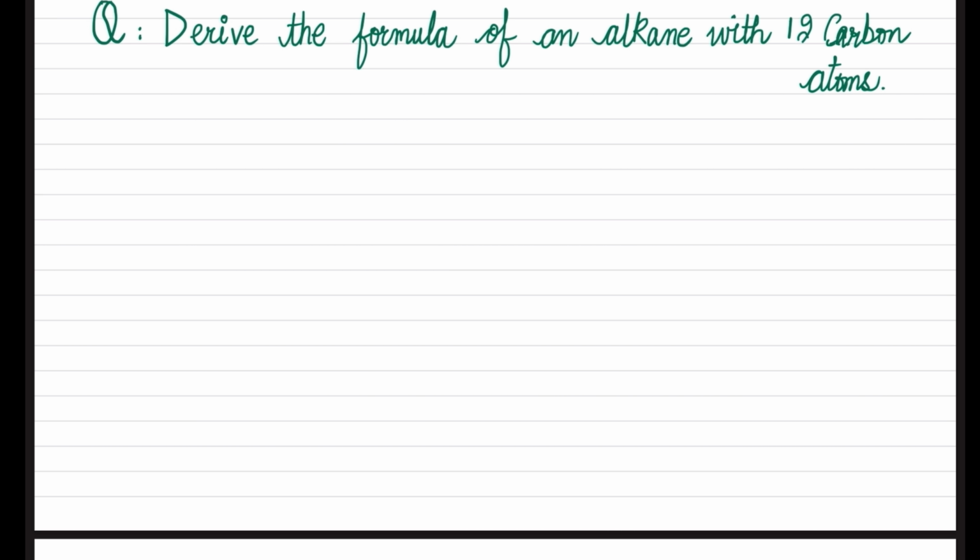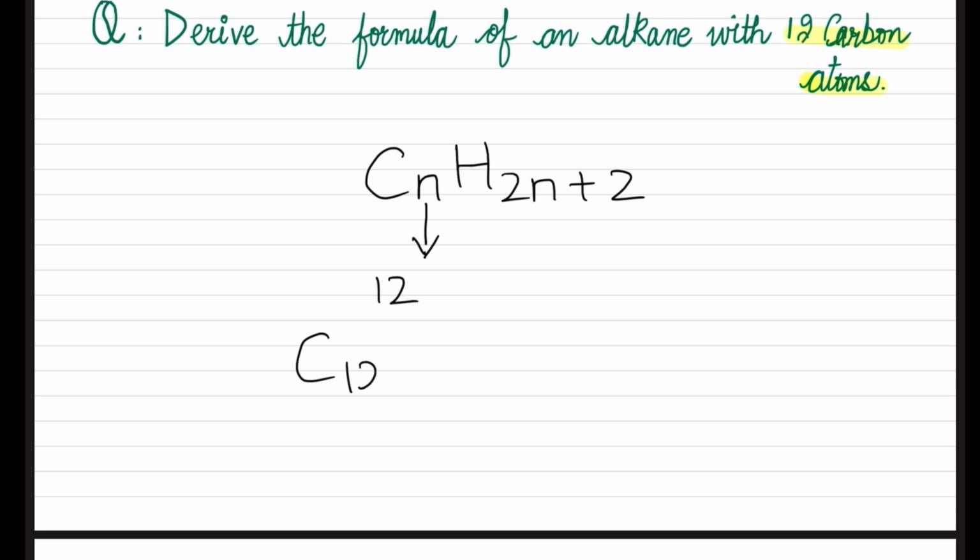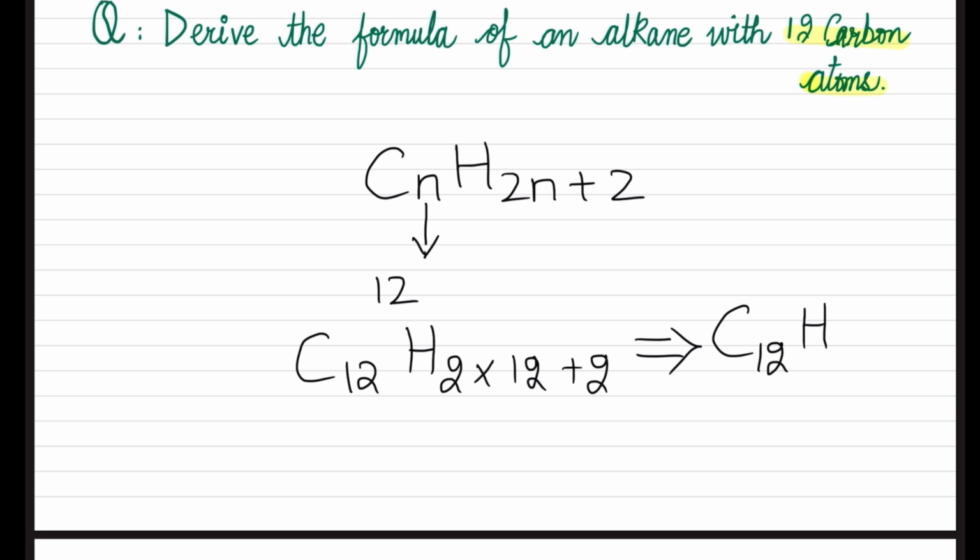Question is, derive the formula of an alkane with 12 carbon atoms. So we will use the general formula of alkanes, that is CnH2n+2. N will be 12 here, so its formula will be C12, and hydrogen atoms will be 2 into 12, which is 24. 24 plus 2 is 26. So the formula of an alkane with 12 carbon atoms is C12H26.